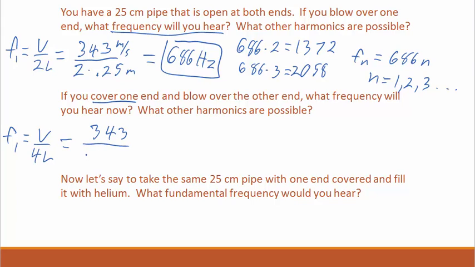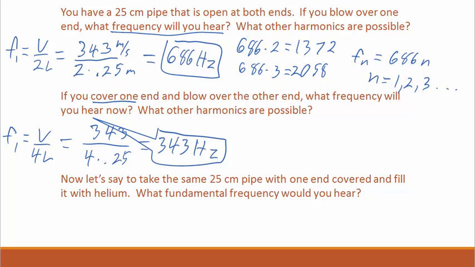So 343 times 4, our length is still 25. So 4 times a quarter, that's just going to be 1. So this makes it nice and easy. And our fundamental frequency goes down to half of what it was before. So we get 343 hertz is the fundamental.